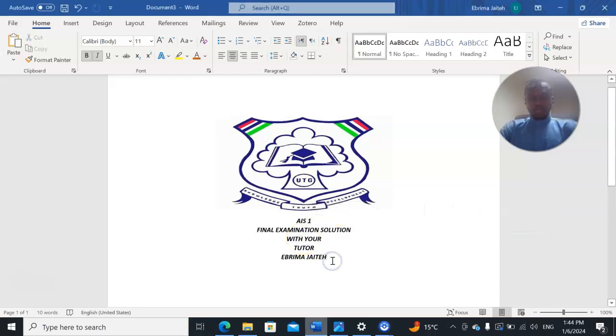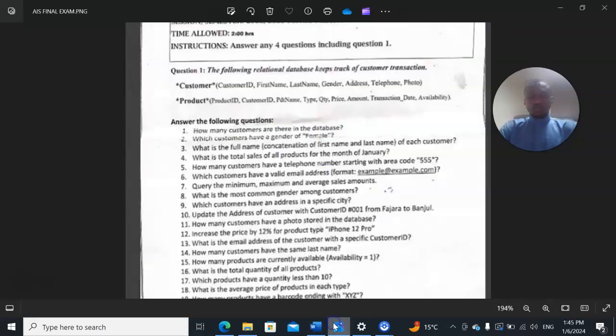Today we'll be discussing the final examination paper that was conducted last semester in academic year 2022 to 2023. We will try to go over it and solve the questions. The questions are very important, and if you understand them, I believe that you will be able to make it in your upcoming exam. Just to briefly explain what we have in here.